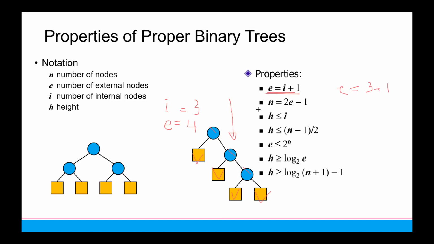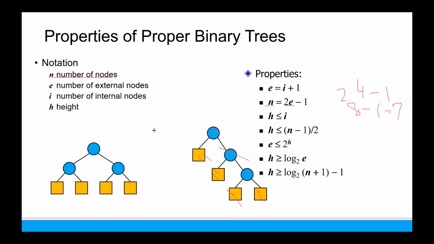Okay. n equals 2e minus 1. n is the number of nodes. How many e? We have 1, 2, 3, 4. Then 2 multiplied by 4 minus 1. That means 8 minus 1, it is 7. So there are 1, 2, 3, 4, 5, 6, 7. Okay, there are 7 nodes.